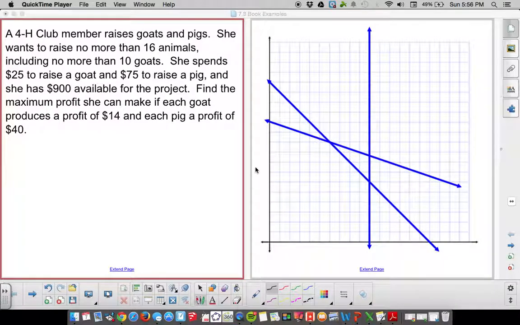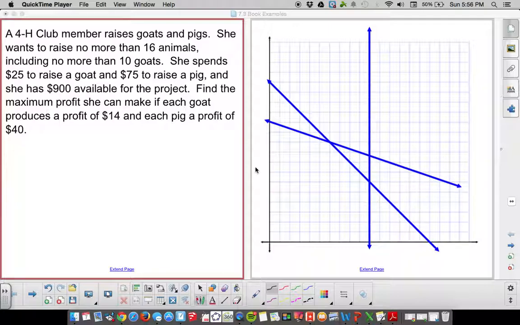In 7.3, what we're doing is still linear programming, but now we have to come up with our objective equation and come up with our constraints. So we have to look at a situation and then come up with those equations instead of inequalities. So I'm going to be following along with the examples from the book that start on page 405.